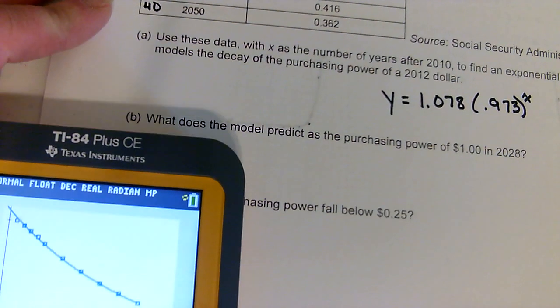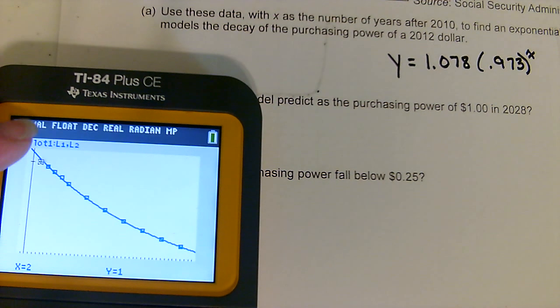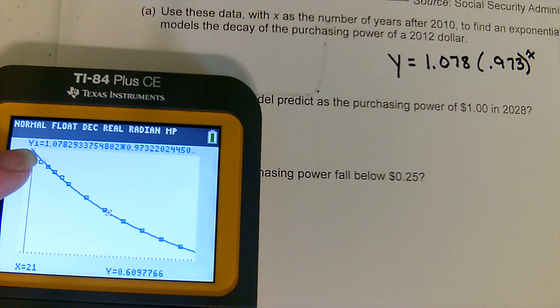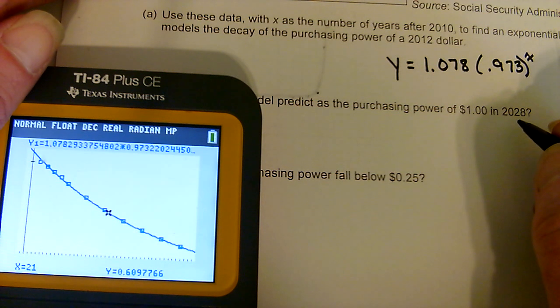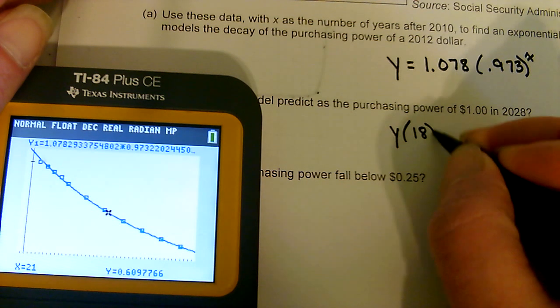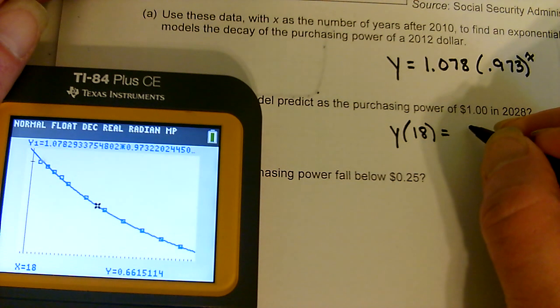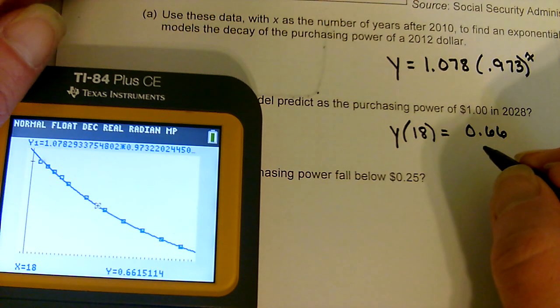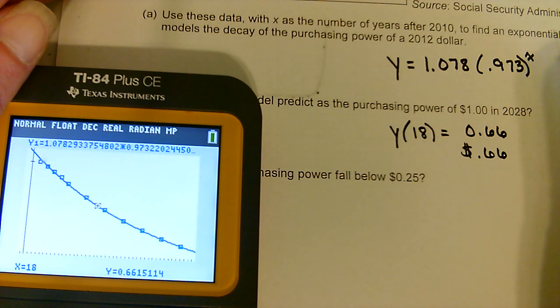Okay. What does the model predict as the purchasing power of a dollar in 2028? Well, if I hit trace immediately, I'm on the plot, the scatter plot. So I'm going to press the down arrow to move to my Y1. And I can type in any value I want for an X. But 2028 would be how many years after 2010? That's going to be 18 years. So I'm going to type in 18, and it says it's 0.66. So the purchasing power is 66 cents.